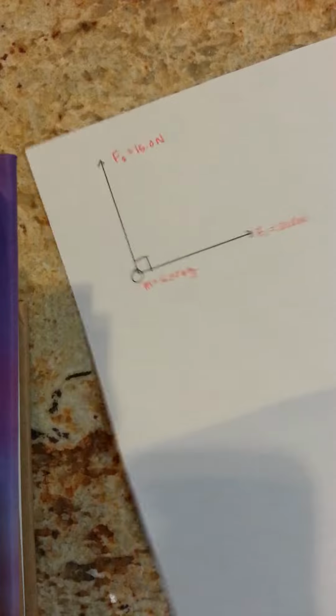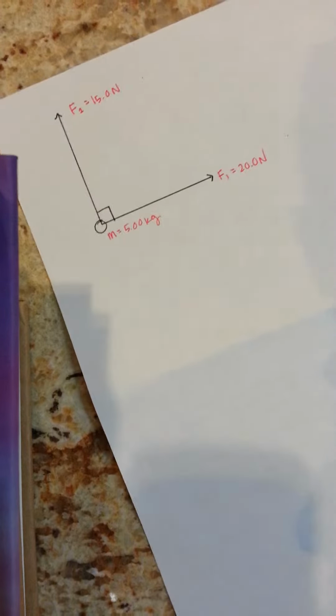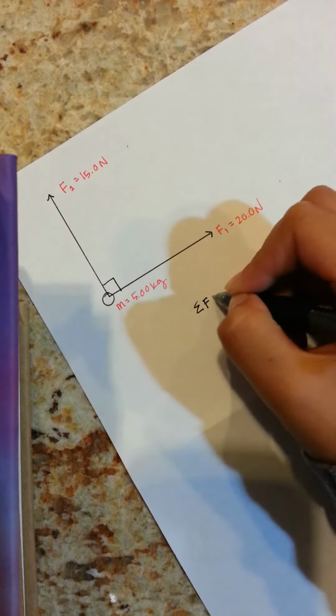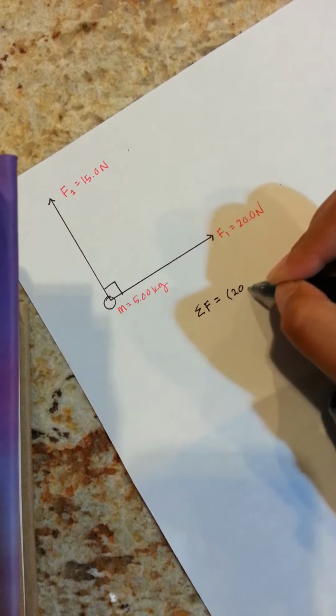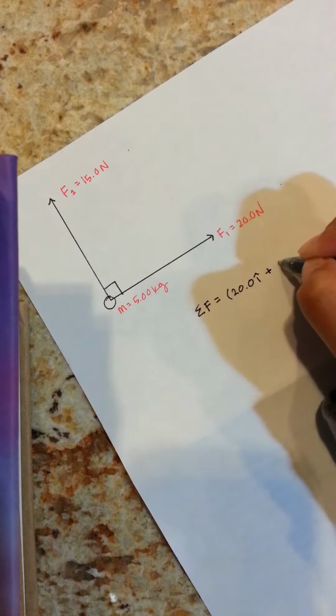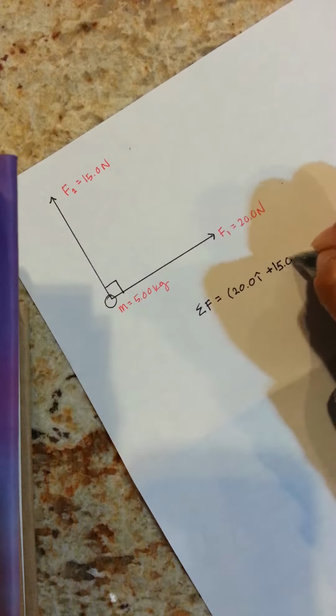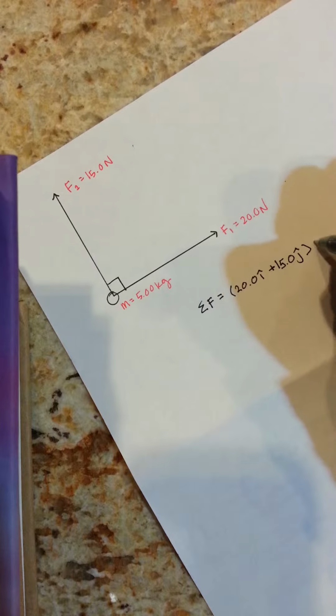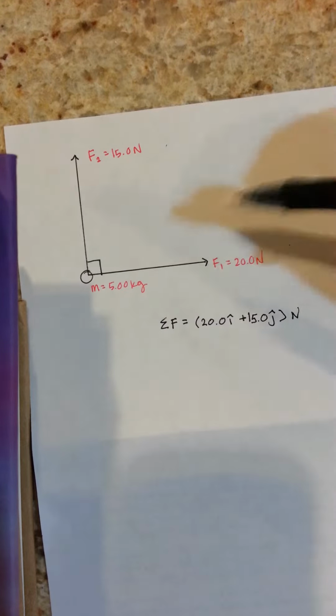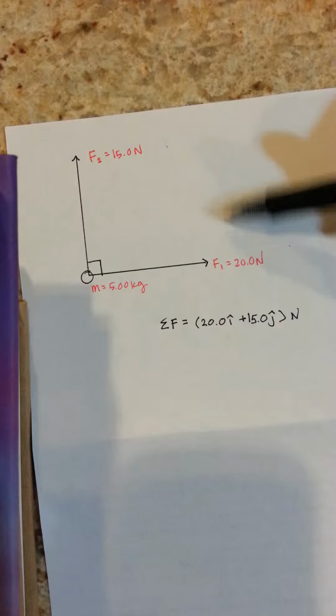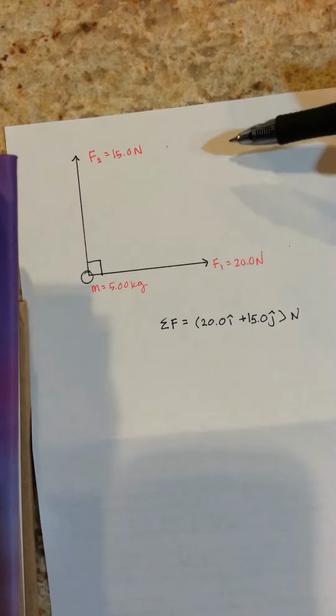So this is part A, and I've already drawn the diagram. As you can see, there's force 1 right here, and force 2 right here, and the mass, which is 5 kilograms. So first you're just going to set it up with the coordinates like this. As you can see, this is from the 20 from the x coordinates and 15 from the y coordinates.